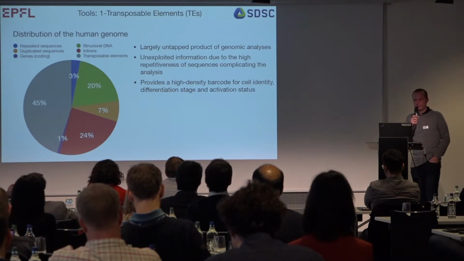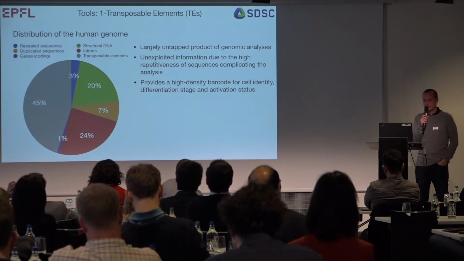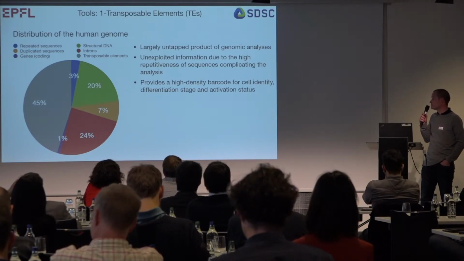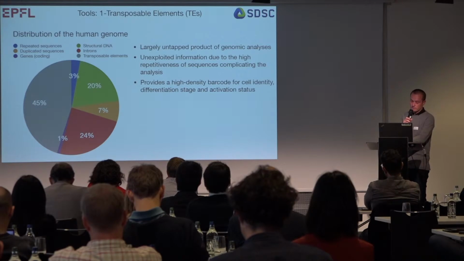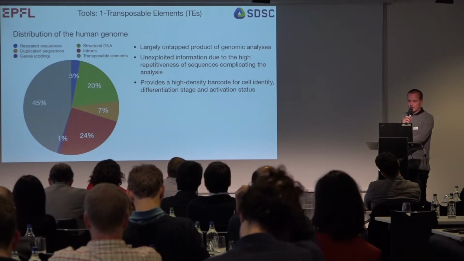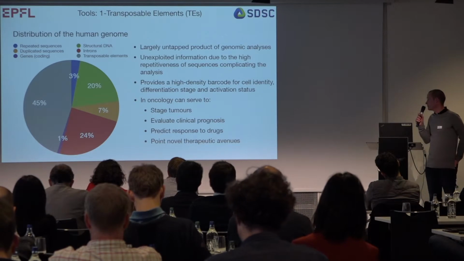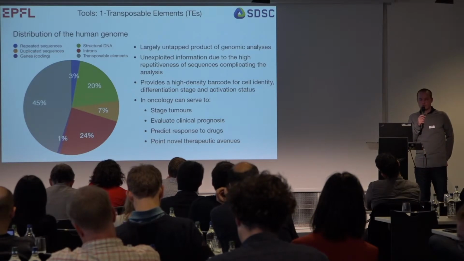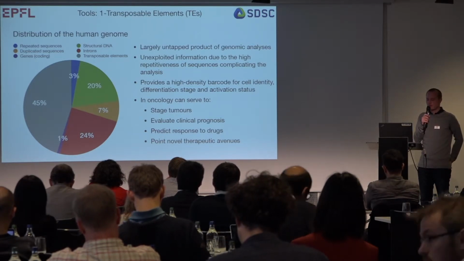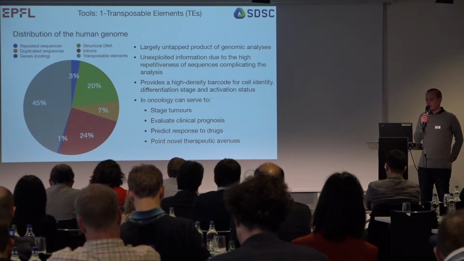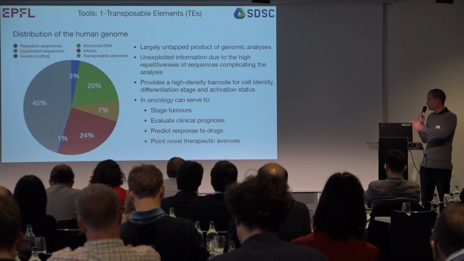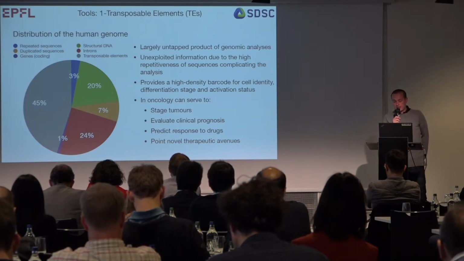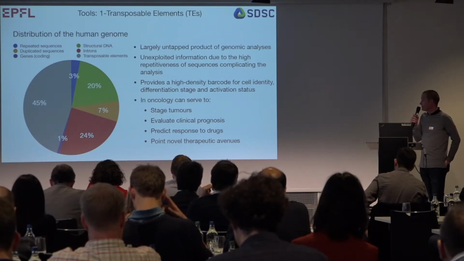Yet, it has proven to be a high-density barcode for cell identity, differentiation, stage and activation status, which already gives hints that they can help identify the site of origin. More specifically in oncology, we have seen them do a great job to stage tumors, so to find out in which phase of the disease patients are, to evaluate the clinical prognosis, to find out if someone has a better or worse outcome forecast. And lately we have found out that they are also very good at predicting response to drugs.